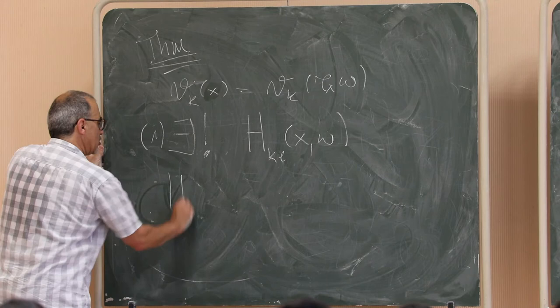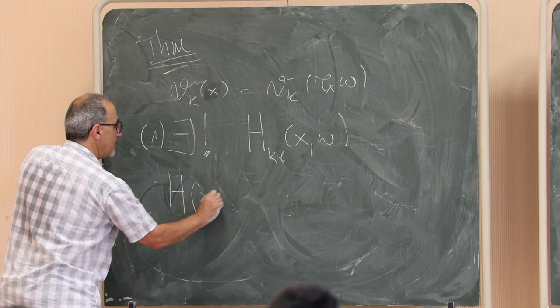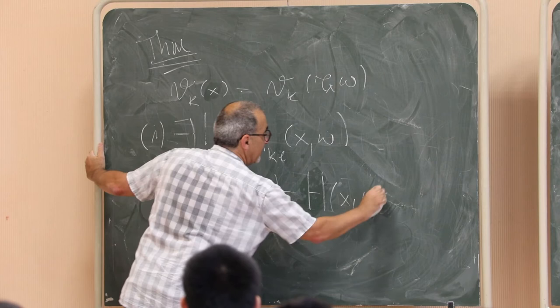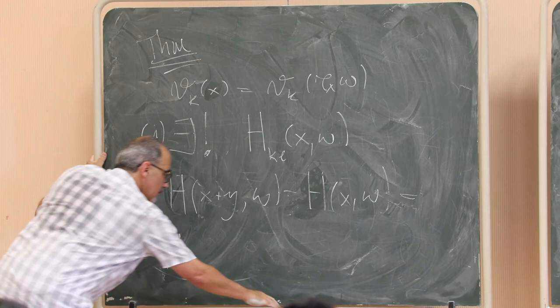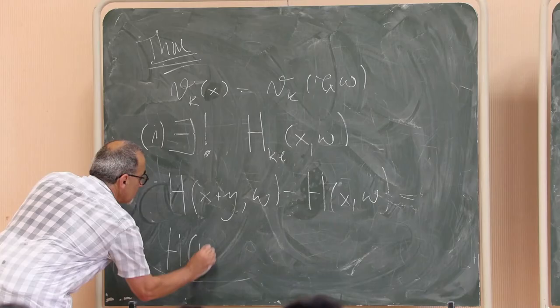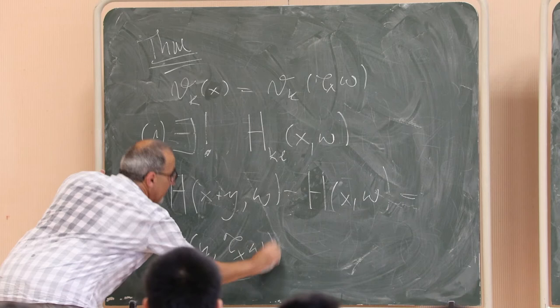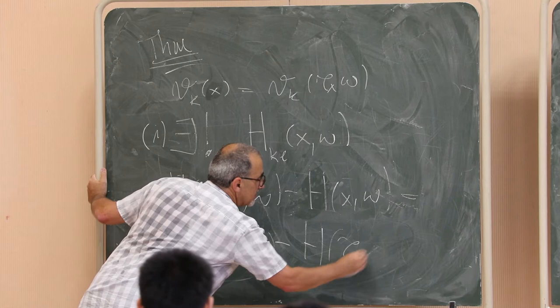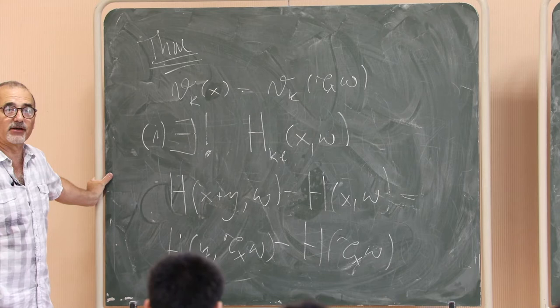That means, I don't write the indices, h(x+y, ω) minus h(x, ω) is equal to h(y, τ_x ω) minus h(0, τ_x ω). I hope I didn't make a mistake. Yes. So it's a cocycle. So what does this mean?